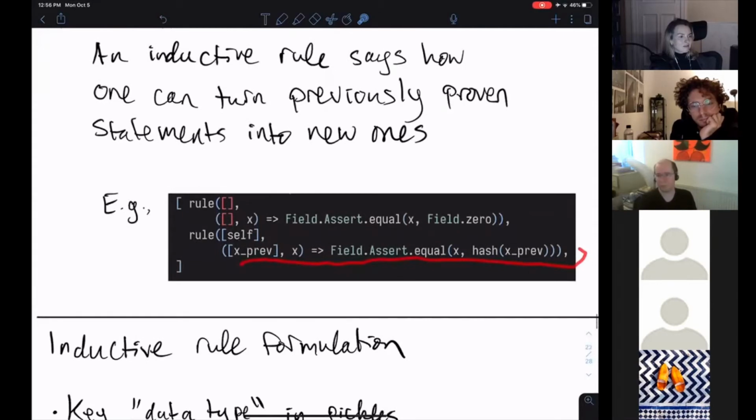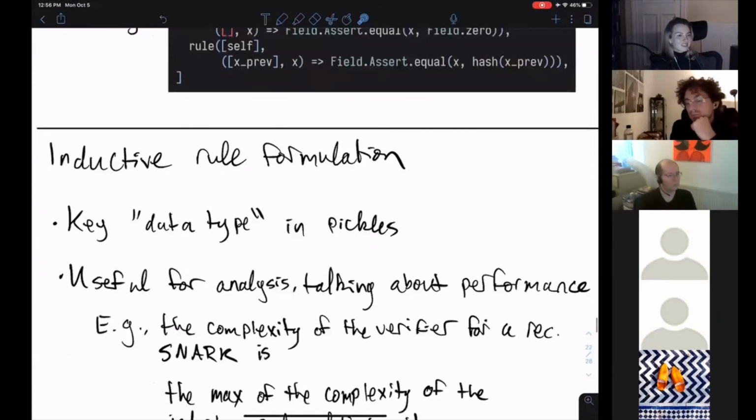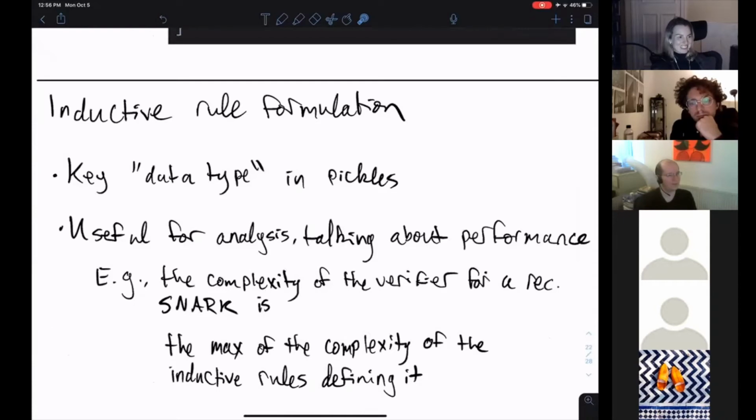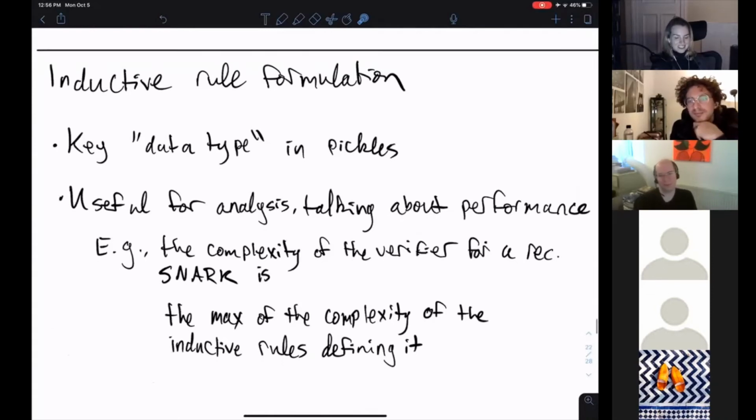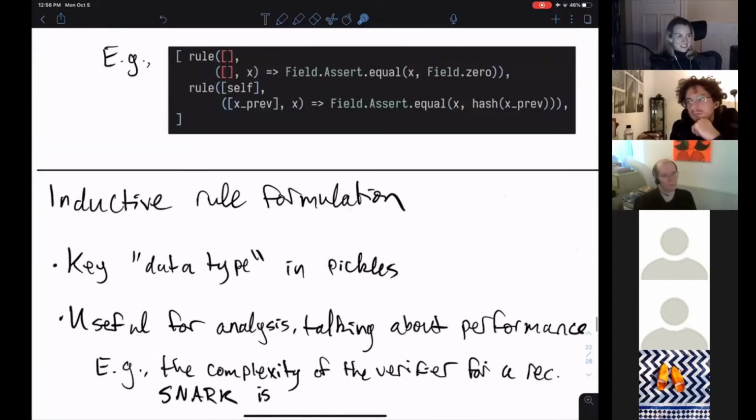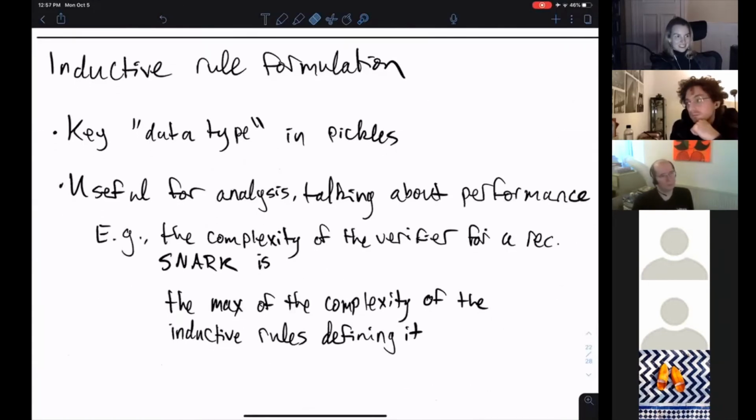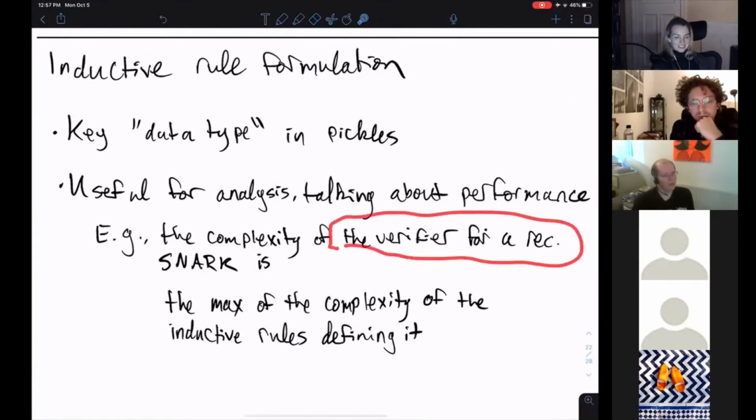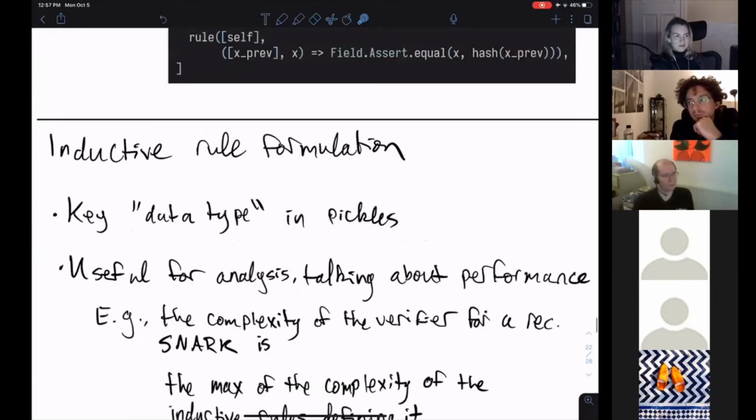I think this is the same thing as what people call PCD. I guess all I can say about this is it lends itself to easily writing programs described in this way. The presentation in the PCD paper is not that easy to follow. And this kind of language, being able to talk about sets of inductive rules as defining a proof system, you need it to talk about performance, because, for example, the complexity of the verifier for a recursive SNARK system is the maximum of the complexity of the inductive rules defining it. So you need to be able to say things like that. And when I talked about one step of the recursion before, it's one application of one of these inductive rules.